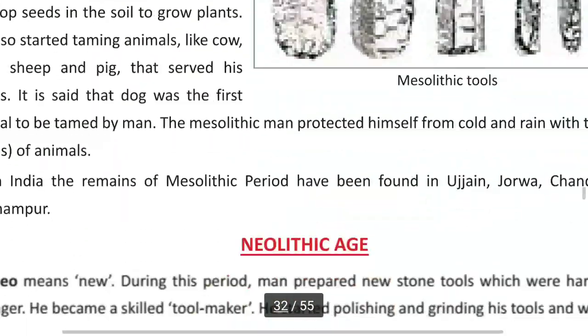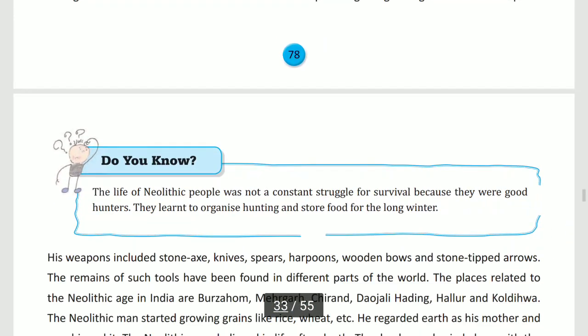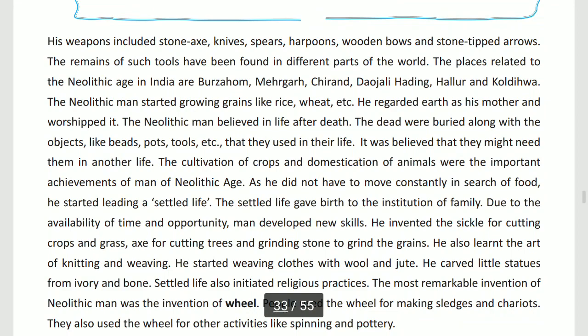Now come to the point. Neolithic man started growing grains like rice, wheat, etc. They also started farming. He regarded earth as his mother. जैसे हम लोग भी कहते हैं earth as our mother, they also regarded earth as their mother and worshipped it. उनकी पूजा करते थे पृथ्वी की.